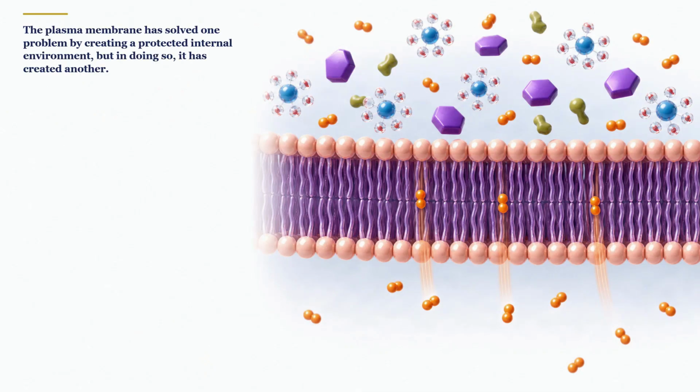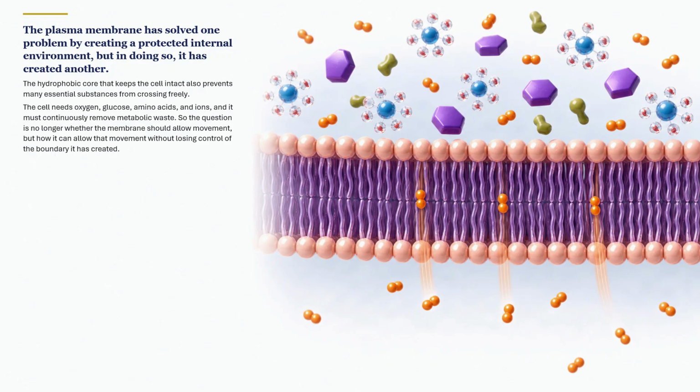The plasma membrane has solved one problem by creating a protected internal environment, but in doing so, it has created another. The hydrophobic core that keeps the cell intact also prevents many essential substances from crossing freely. The cell needs oxygen, glucose, amino acids, and ions, and it must continuously remove metabolic waste.